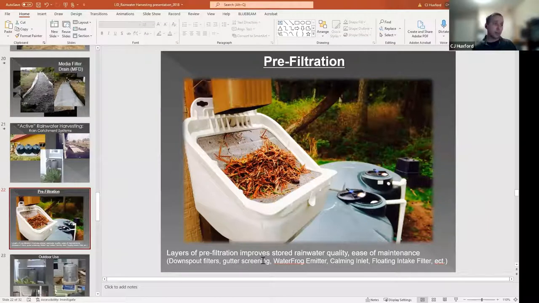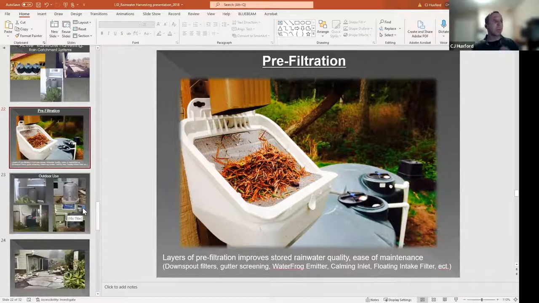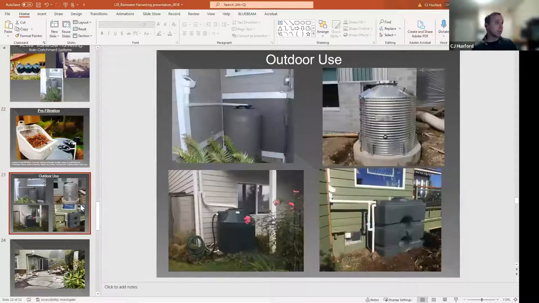Downspout filters, whether it's gutter screening of different types, there's calming inlets, there's other kinds of things that are specific to rain catchment systems. But all it's trying to do is keep that junk out of the tank. And then once it goes to the tank, making sure that water's not stirred up in the storage tank so that things settle out, that it's clean when you're pulling the water from that storage. So pre-filtration is one of the most important things to a rain catchment system, and it helps to take the pressure off of other filtration that you're trying to do if you're using it for indoor use.